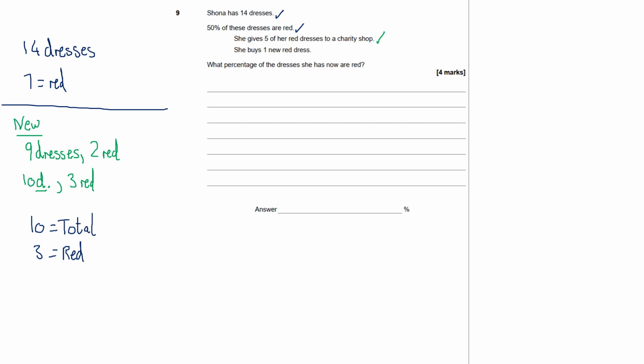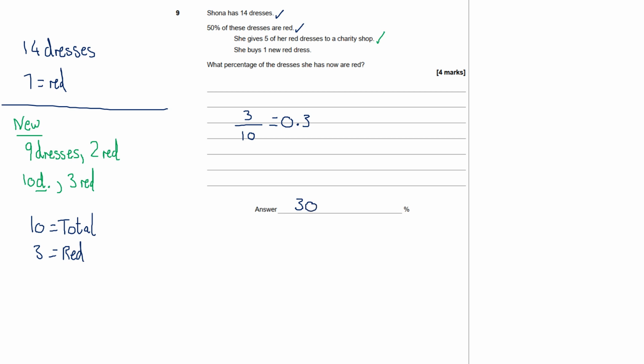So what percentage of the dresses she has now are red? Well, she's got 10 in total and 3 of them are red. So the percentage is 3 divided by 10. And 3 divided by 10 is 0.3. And to convert a decimal to a percentage, you times it by 100. So that's 30, which is 30%.